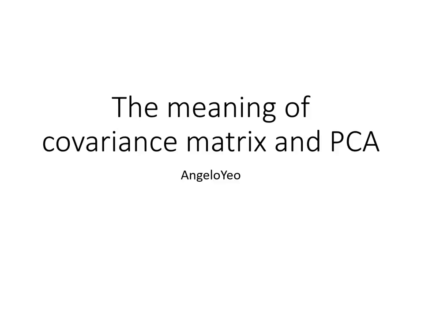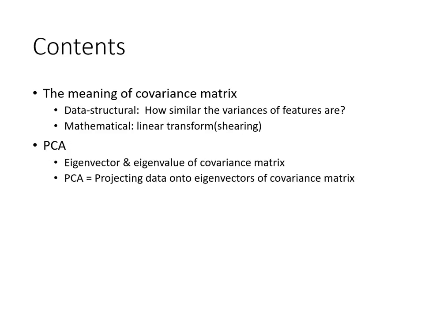In this video, I'm going to be talking about the meaning of the covariance matrix and PCA. So the contents are twofold. Just like the title says, the first will be the meaning of the covariance matrix, and second will be the PCA. And for the meaning of the covariance matrix, I'm going to explain it in two views. First is a data structural view, and second is the mathematical view.